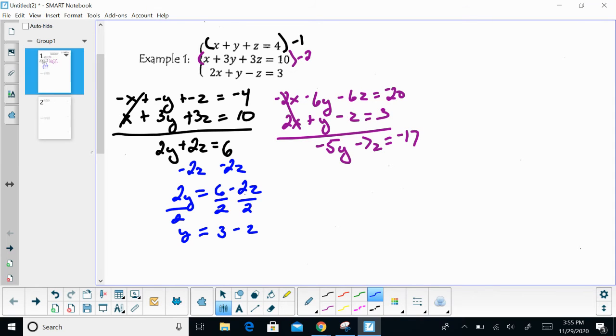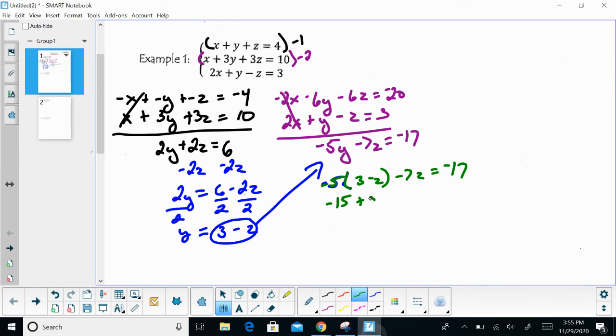Now I can take this and I can plug it in to my equation over here to solve for z. Let's go ahead and do that. -5 times, instead of y, I have 3 minus z, minus 7z equals -17. -5 distributed would be -15 plus 5z minus 7z equals -17. -15, combining like terms, 5 minus 7 is -2.